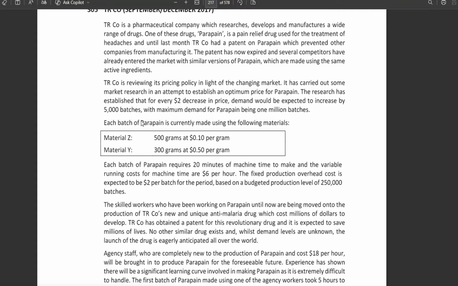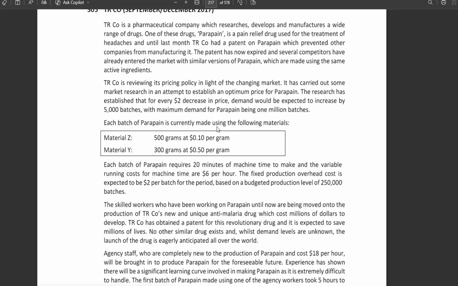So basically, they are just suggesting if we decrease the price by 2 for the paraffin, the expected demand would increase by 5,000. You should carefully read this sentence, whether the question is saying by 5,000 or to 5,000. So "to" and "by" will change the meaning of the question. It's very important while you are reading this kind of changes whether they are saying by 5,000 or to 5,000, okay, with a maximum demand for paraffin being 1 million batches. Alright, I hope till here everything is clear.